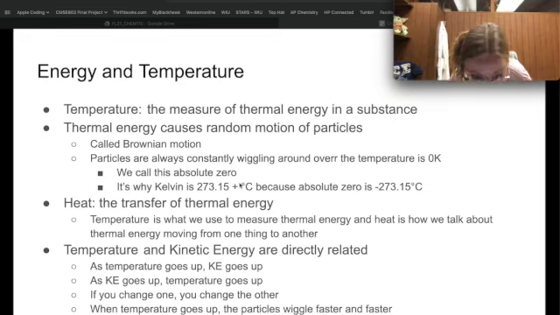So when that temperature goes up, the particles wiggle faster and faster. You're increasing the kinetic energy, and that's what allows us to change states of matter, for example. So it's really important that you do know that temperature and kinetic energy are related to each other.